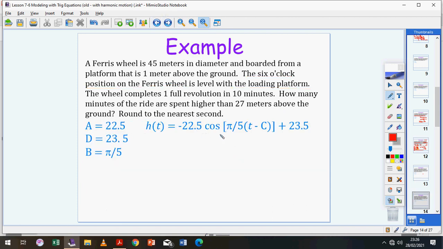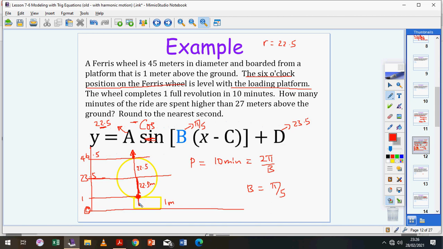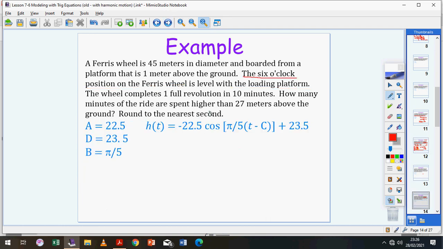I can use that to find c because it tells me that the 6 o'clock position of the Ferris wheel is level with the loading platform. So the 6 o'clock position of my Ferris wheel, which is this one here, is level with the loading platform. That means when my height is 1, right, what is my displacement? My displacement is 0. So when I substitute that into this expression, I should be able to get the value of C. When you do that, you get C is equal to 0.